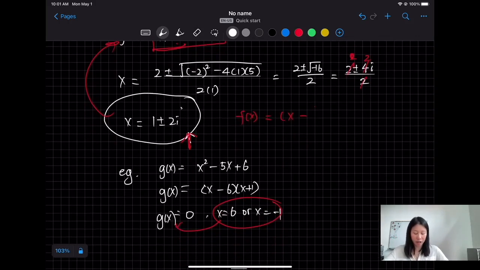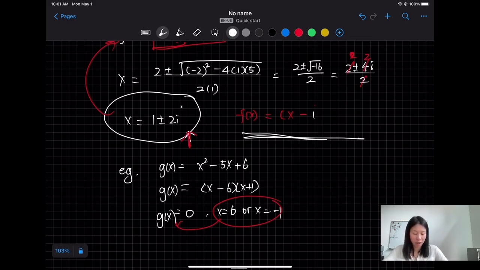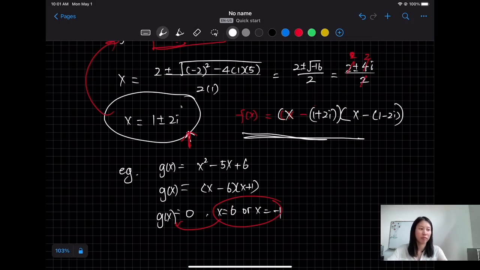Okay, again, if you take a look here, x minus 6 equals 0, then x equals 6. So that means the factored form for the f(x) function is going to be (x minus 1 plus 2i) times (x minus 1 minus 2i). Okay. So that's the application for the complex root.